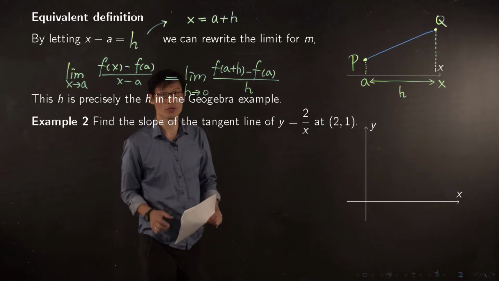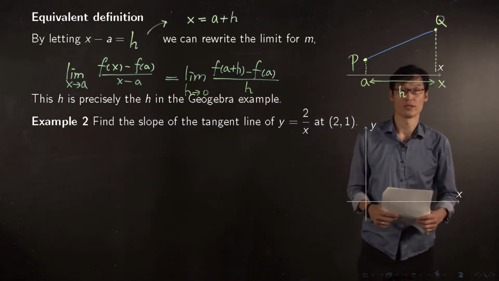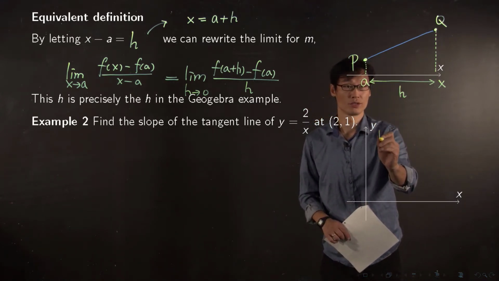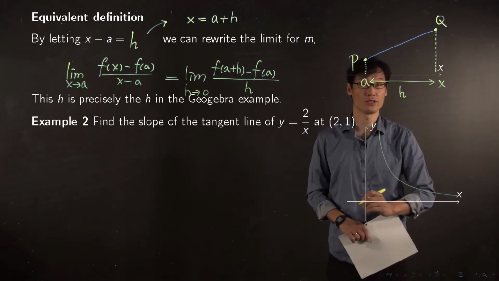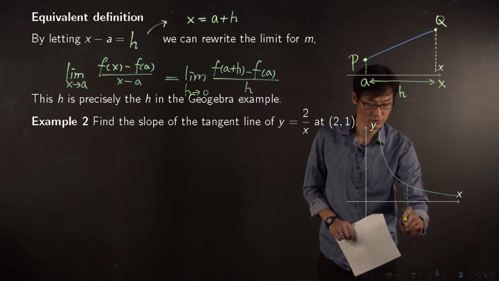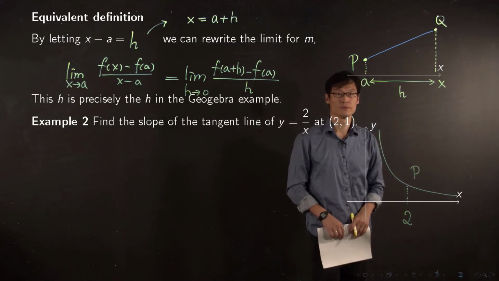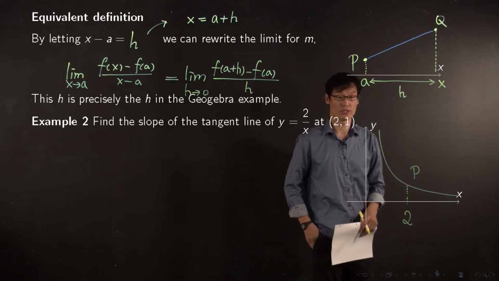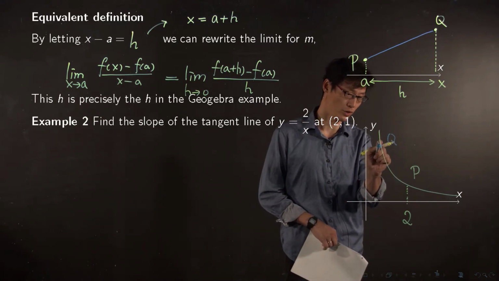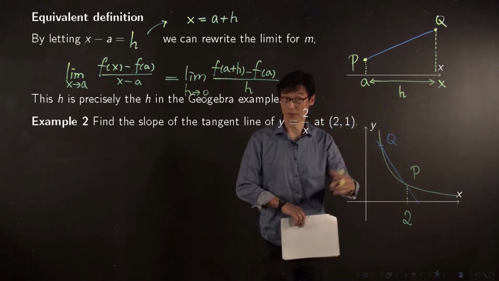Okay, so a quick example. Let me use the function 2 over x and our point (2, 1) to find the slope of the tangent line. So the graph of this function looks like this, and the point (2, 1) is here. So we have point P. And you want to find any point on the curve, say Q. Then you are interested in the slope of the straight line joining those 2 points, and then take the limit.